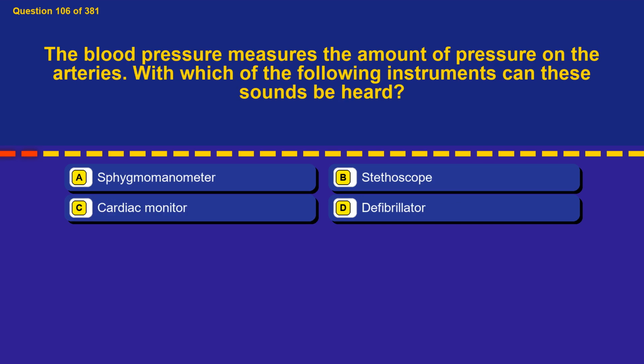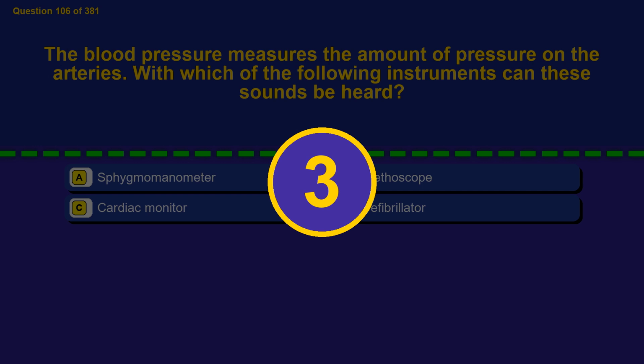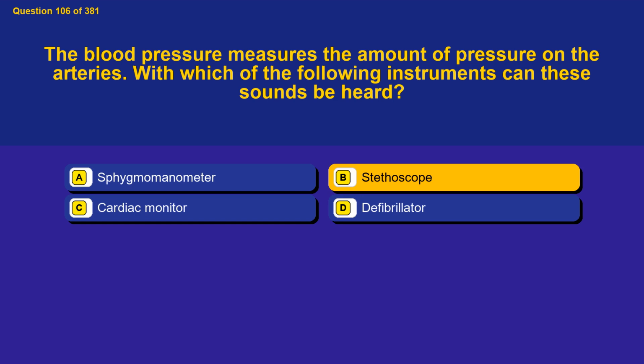Question 106. The blood pressure measures the amount of pressure on the arteries. With which of the following instruments can these sounds be heard? Option A, sphygmomanometer. Option B, stethoscope. Option C, cardiac monitor. Option D, defibrillator. The correct answer is option B, stethoscope.